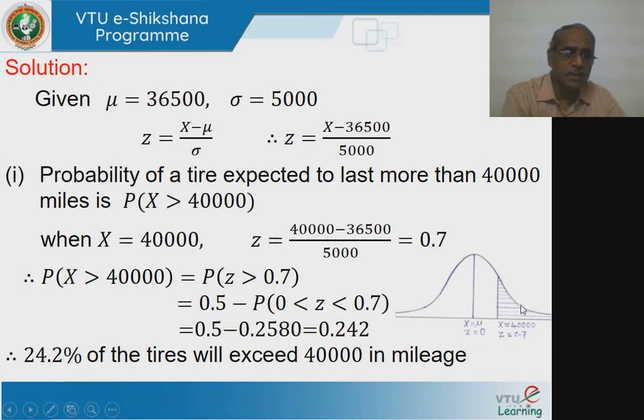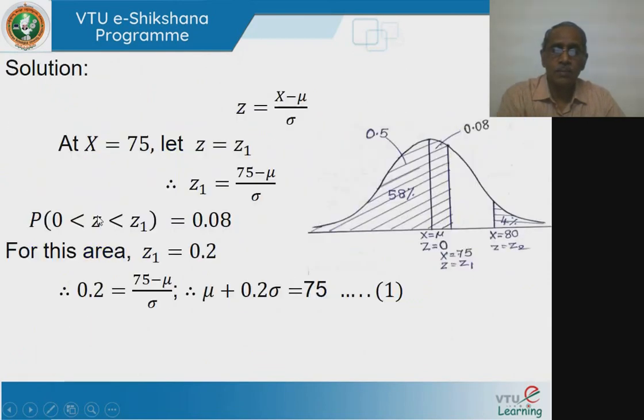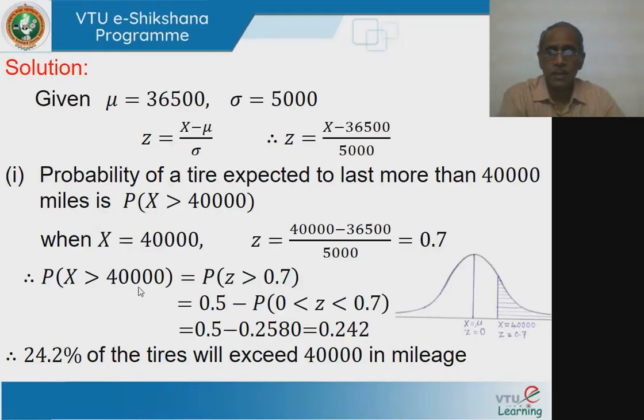Z greater than 0.7 means the area to the right of z equal to 0.7. This area is 0.5 minus the probability of 0 less than z less than 0.7, that is, the area between z equal to 0 and 0.7. We have to look into the table: for 0.7, the value is 0.2580. So 0.5 minus 0.2580 is equal to 0.242. Therefore, 24.2% of the tires will exceed 40,000 in mileage.